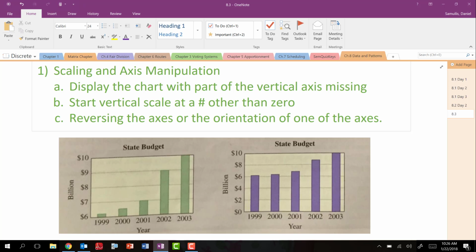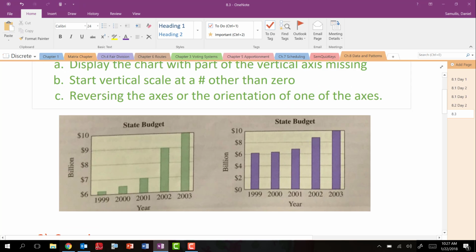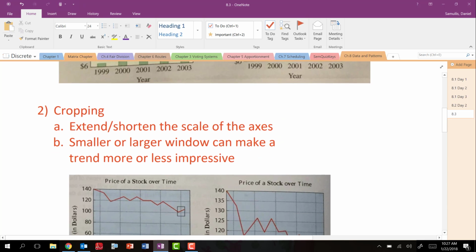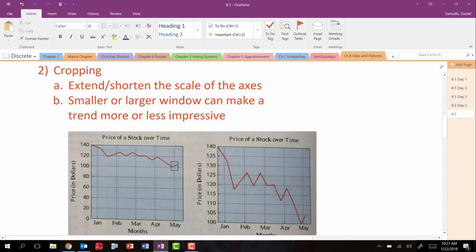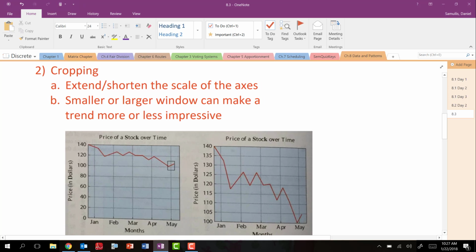Reversing of axes, they do have some examples of that. That's real manipulative. Switching the years around, going from 2003 to 1999, if someone didn't read the bottom, the x-axis per se, it makes it look like it would be decreasing. That is a major naughty thing, I think. All right, and I think this is kind of the same thing. They do separate it, though, and use the word cropping, looking at it further with line graphs. Cropping is just like what we had in the last example with the bar graph, where you extend or shorten the scale of an axis to exaggerate what something is doing.